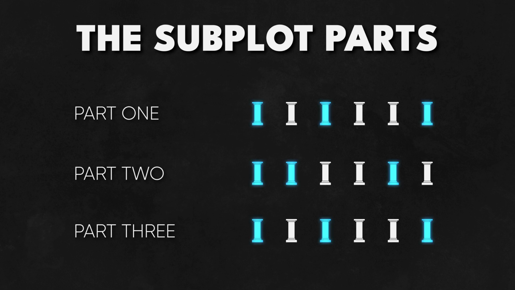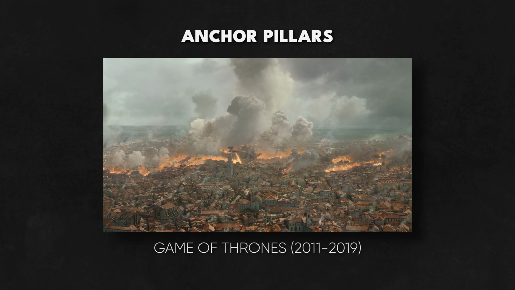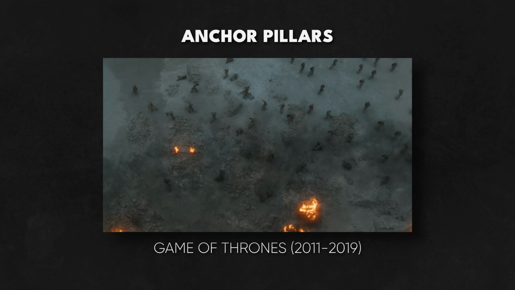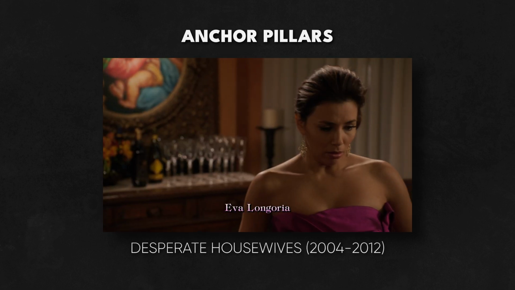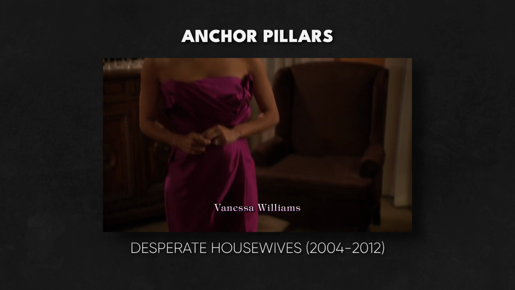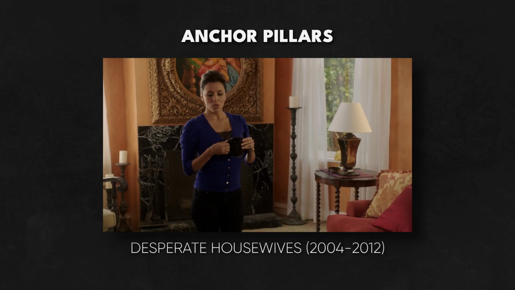Well, let me tell you about the dimension of the framework that I haven't revealed yet: the anchor pillars. Not every subplot moment needs to appear on the page, but the ones that do must anchor seamlessly to the main narrative. The anchor pillars are the specific storytelling pillars of your subplot's parts that directly tie into the main plots and are shown on the page. For example, Daenerys' subplot climax of her grand finale part in Game of Thrones, when she destroys King's Landing, is an anchor pillar because we get to experience it. In Desperate Housewives, Gabrielle's decision to cover up Alejandro's murder is an anchor pillar as well. It ties her subplots to the season's central mystery.